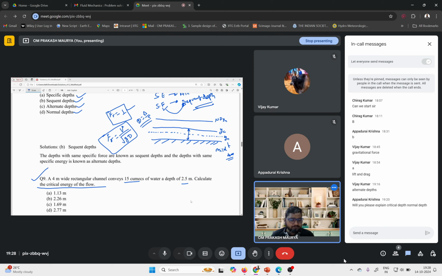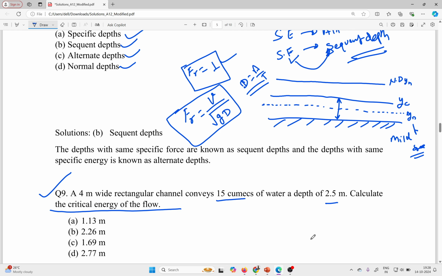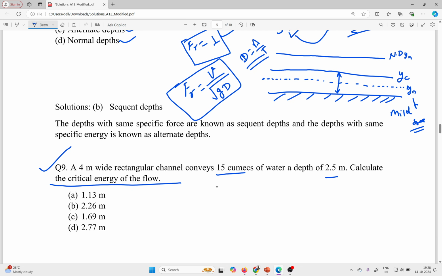Okay, let me discuss. So here a rectangular channel of 4 meter width, and water depth is given as 2.5 meter. Discharge is given as 15 meter cube per second. Critical energy we need to calculate here.